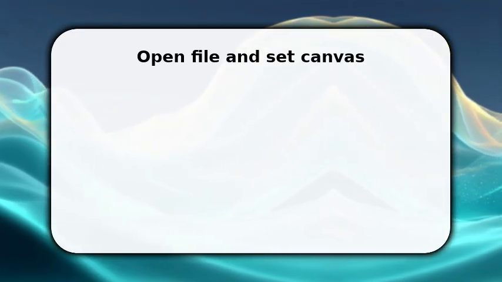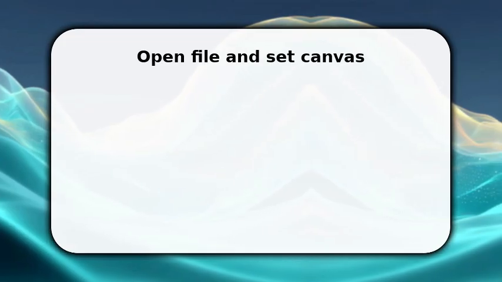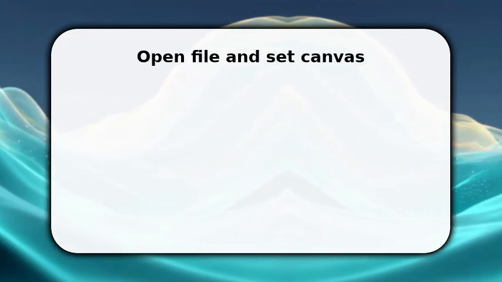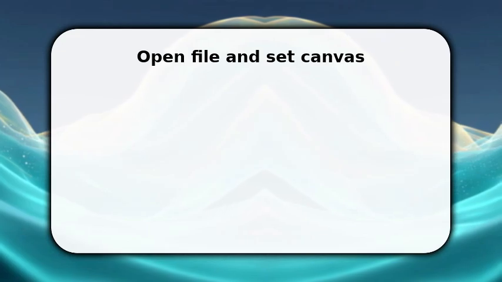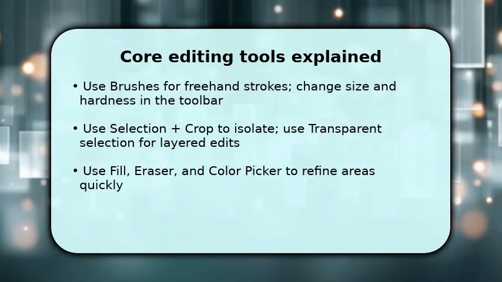Save an initial copy with Save As to preserve the original, and select a simple color palette from the Colors area so you can move straight into editing. Now focus on the middle steps.